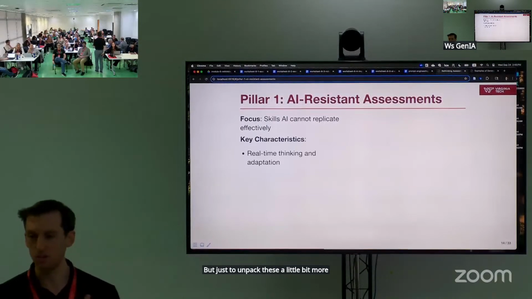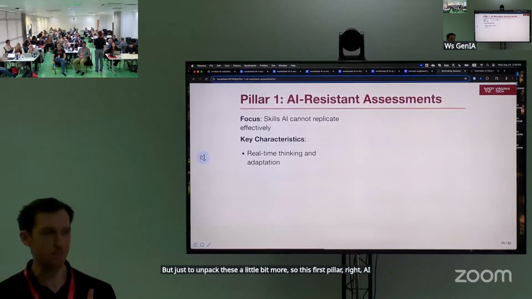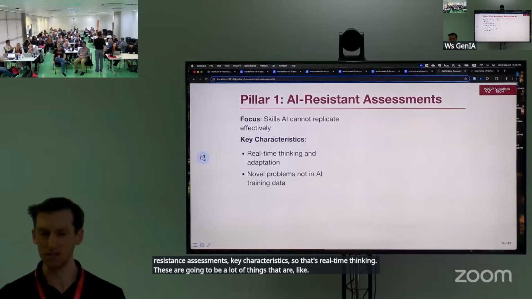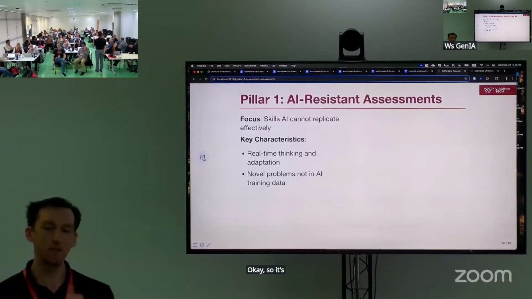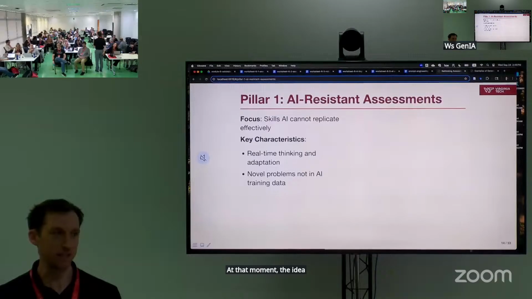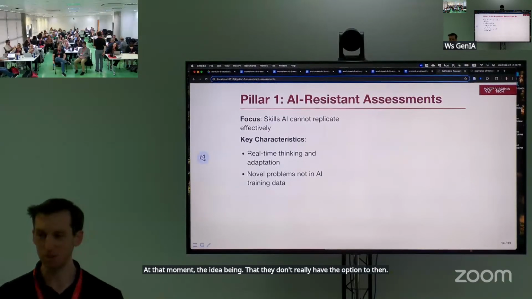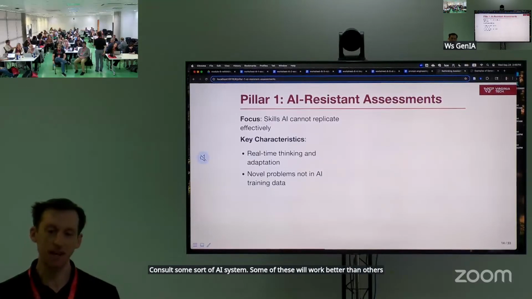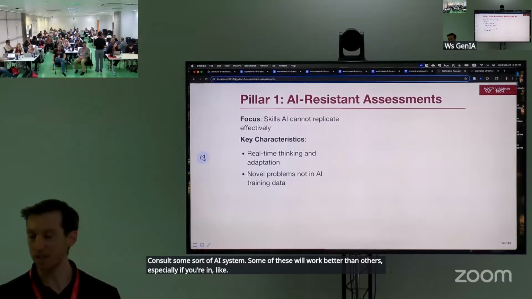So this first pillar, AI resistant assessments, key characteristics, so that's real-time thinking. These are going to be a lot of things that are in person. So it's a lot of you asking your students or interacting with your students at that moment. The idea being that they don't really have the option to then consult some sort of AI system. Some of these will work better than others, especially if you're in a physical lab setting.